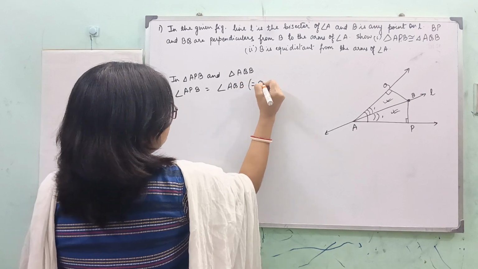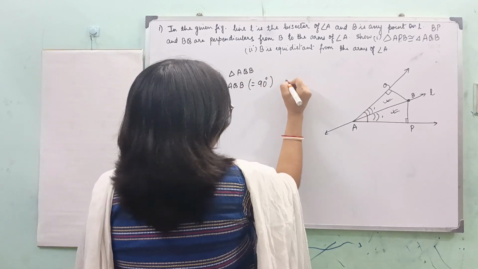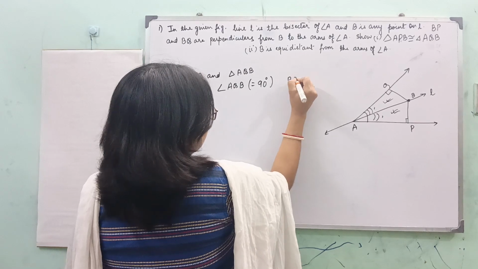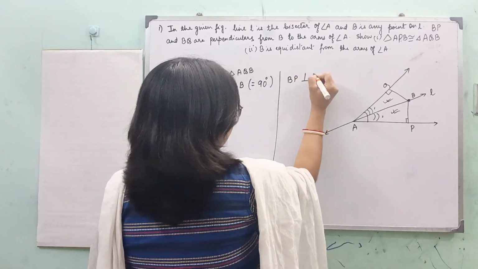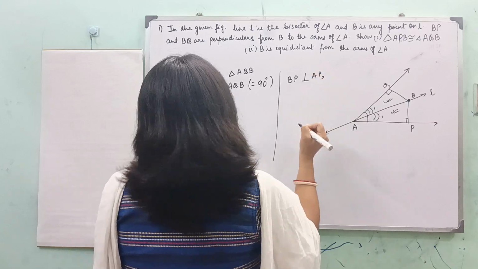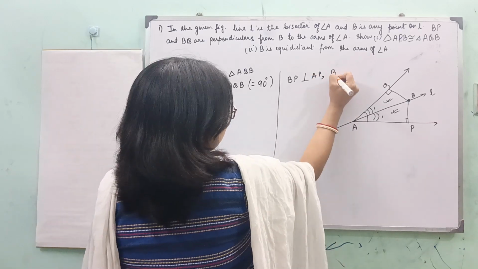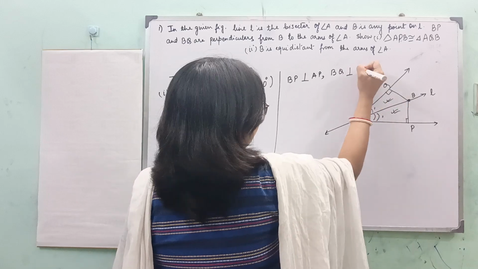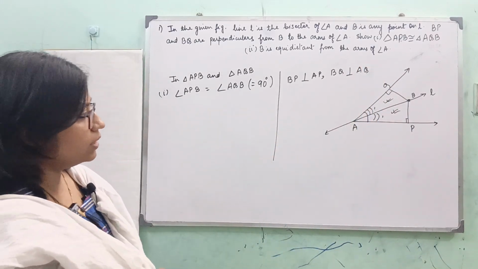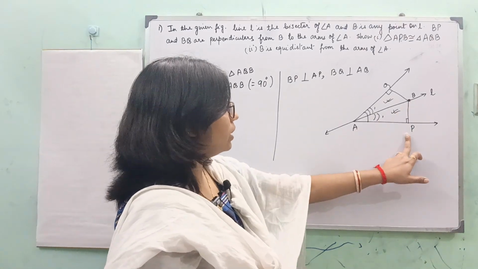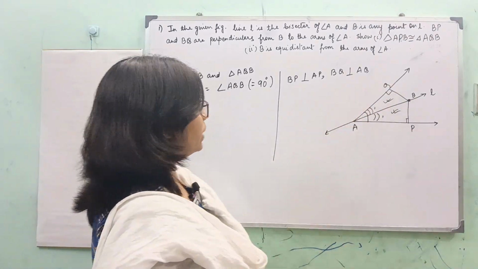and both of them are equal to 90 degrees. Why? Because, the reason part, BP is perpendicular to AP and BQ is perpendicular to AQ. So this makes the two angles 90. Okay. BP perpendicular to AP and BQ perpendicular to AQ.